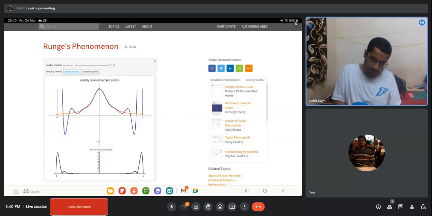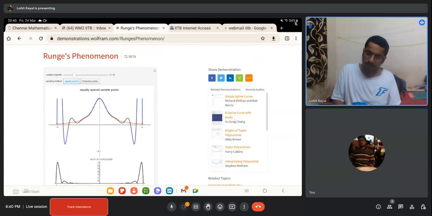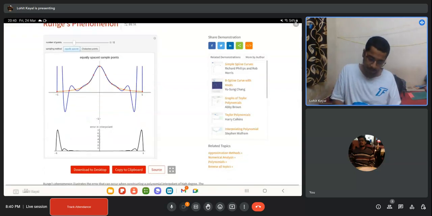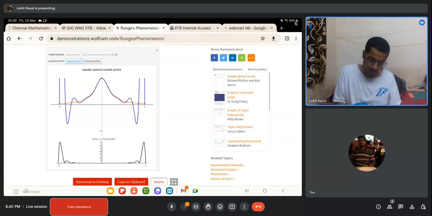You can see that locally it agrees with the solution, but if I go further and further from the x equal to 0 line, the error is increasing. The error at the edge is almost 7, which is sufficiently large. That means our fitting polynomial is diverging. If I increase even more, you can see that now the error is 8.